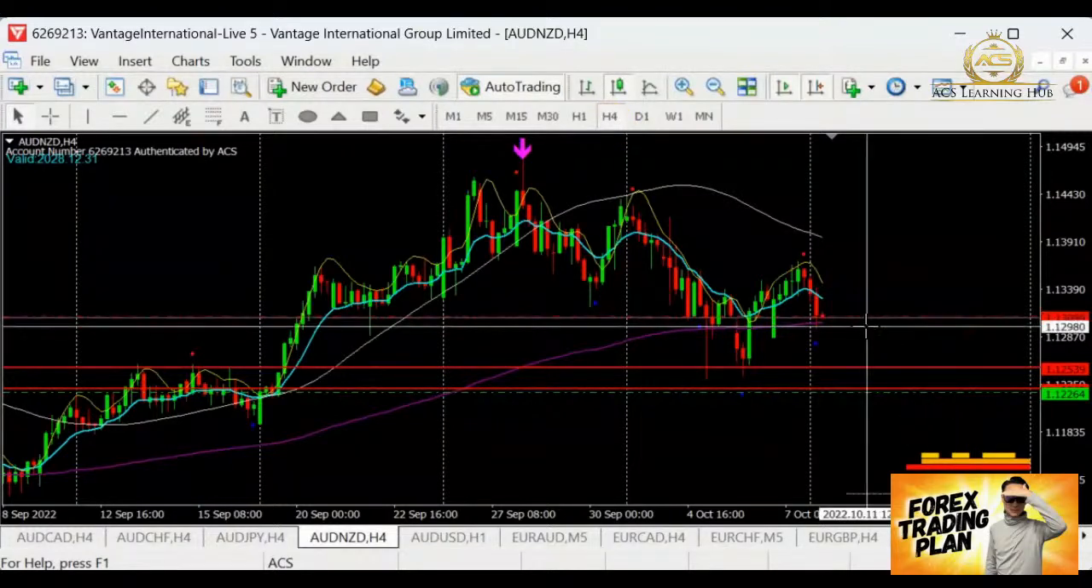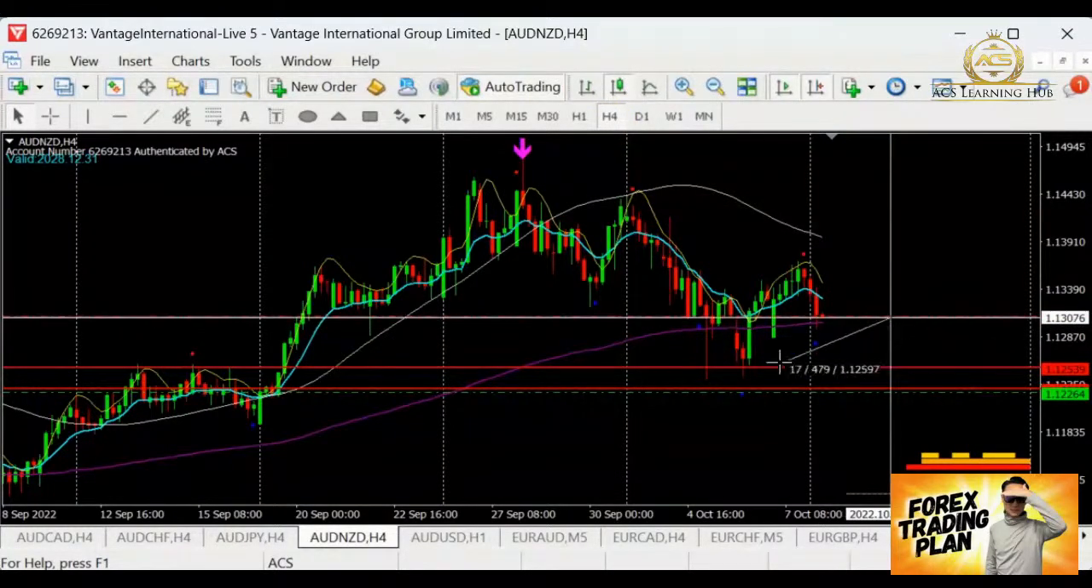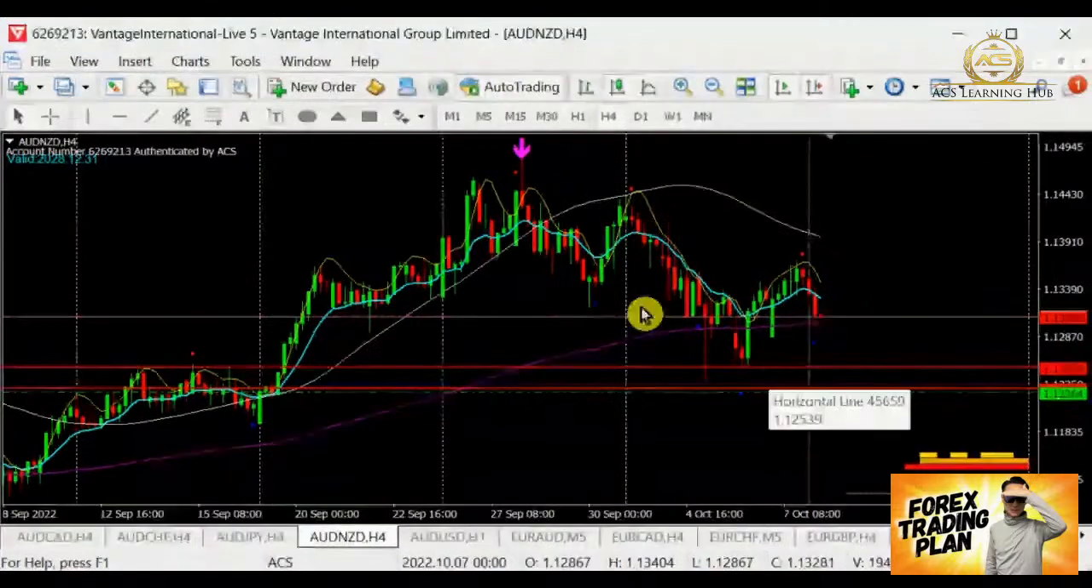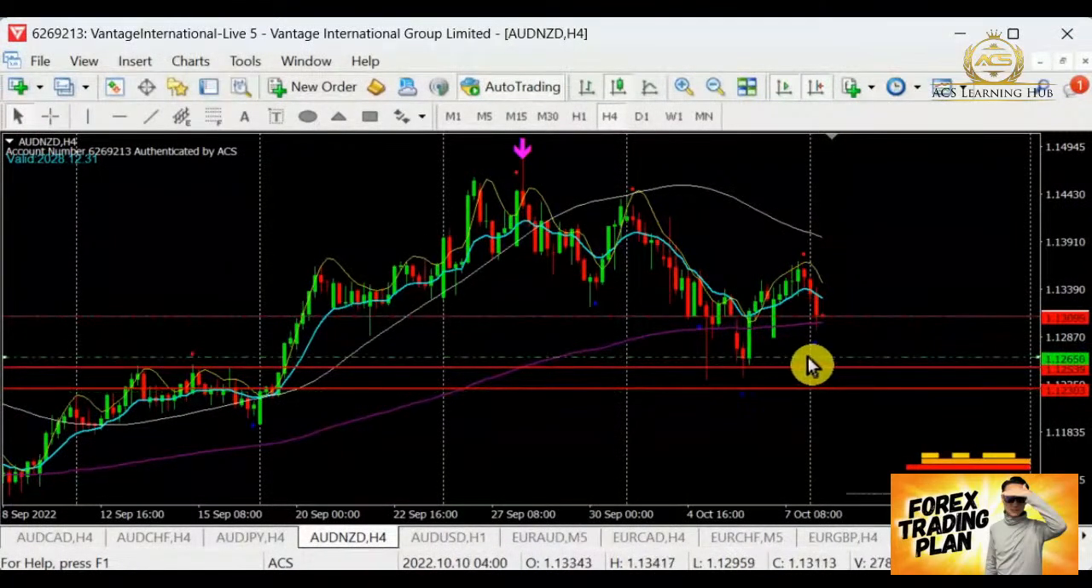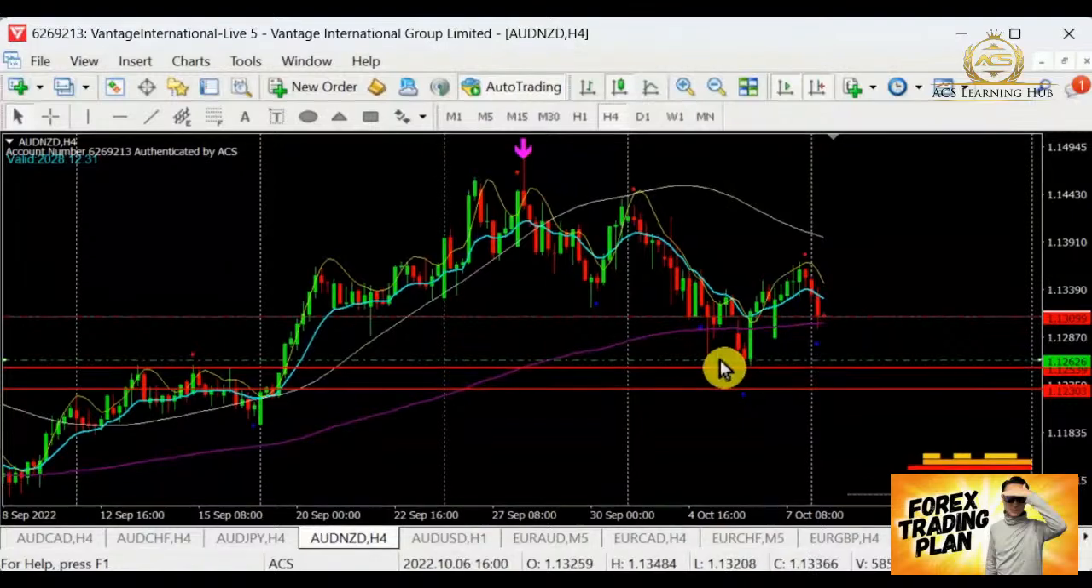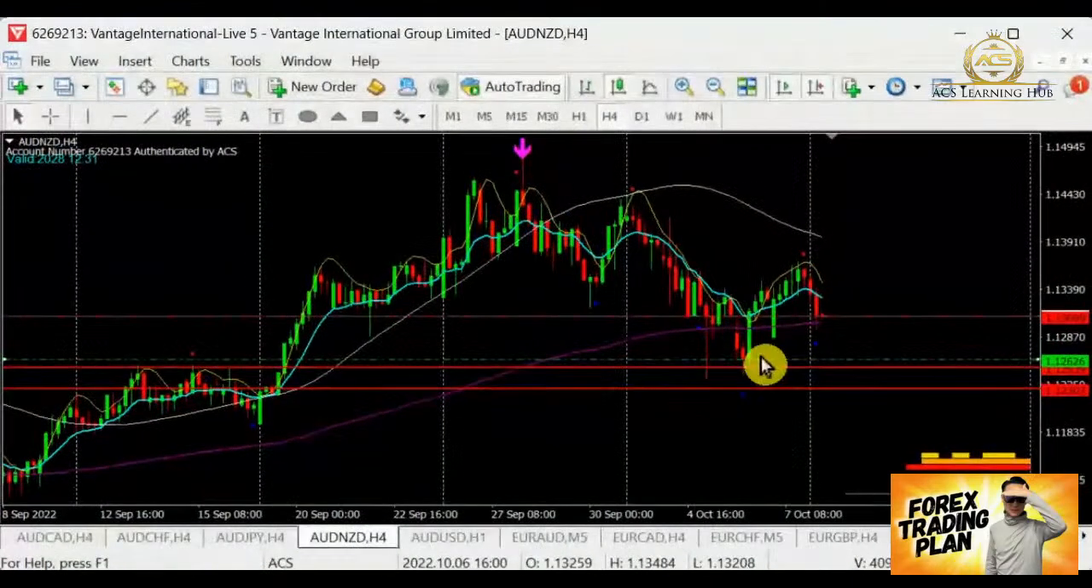By looking at this point here, we can see that the support is here. We have about 50 pips to go. So for Aussie Kiwi, if we are going for selling today, we can look out for this area of support. This may be one that we can take a look at.